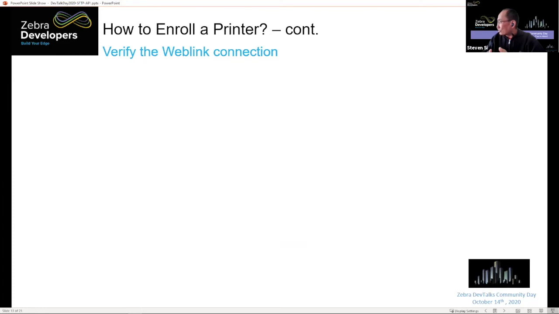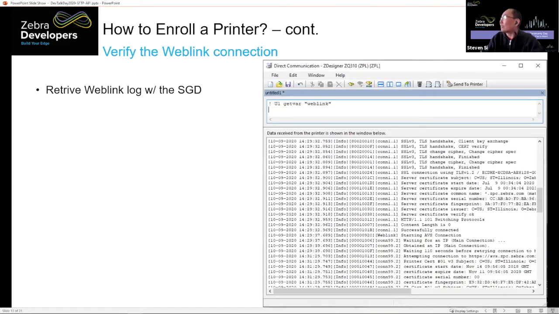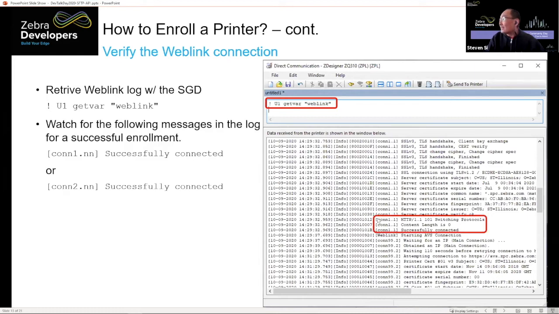Once the printer reboots, you need to verify whether the printer is registered with Savannah Cloud Platform successfully or not, right? So the way we verify is also through the setup utility on Windows. There is a command we use, which is called get var web link. This command will retrieve all those log entries for the web link. And what you are looking for is those texts in the log. So if it shows con1 or con2, either one of them, because we have two web link connections, right? It depends on which one you selected in your enrollment string, and you are going to look for these messages to make sure it is successfully connected to the Savannah Cloud.